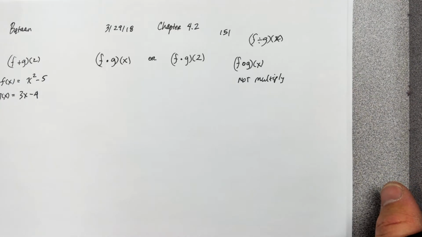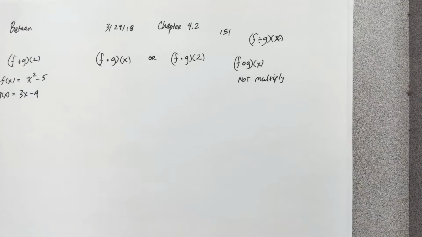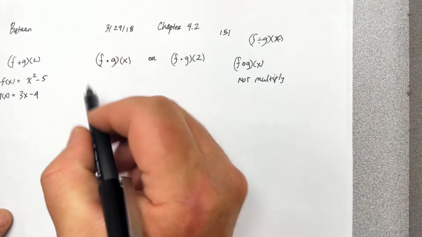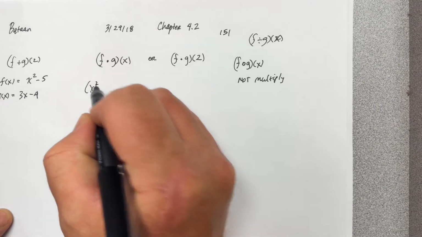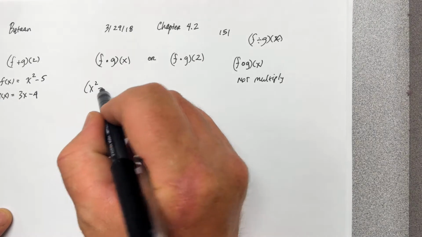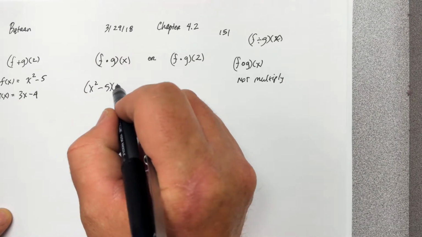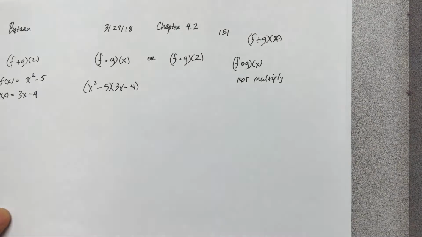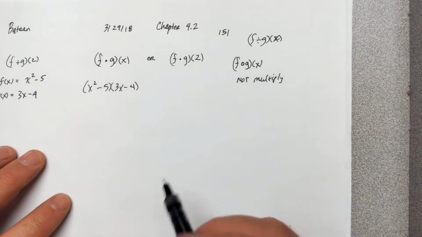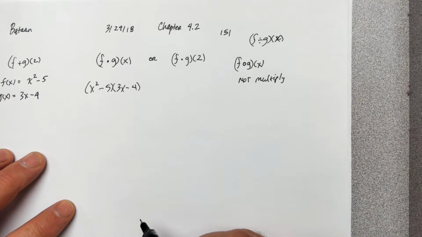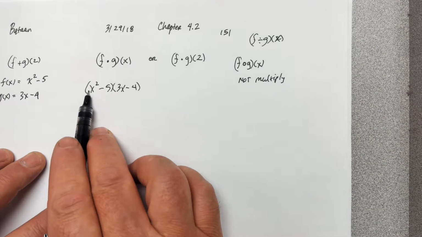All right, let's do this. So, let's do these for this one. Do you guys know how to multiply stuff like that together? You might not. So f of x would be x squared minus 5, right? G of x is 3x minus 4. Do you know how to do that? Well, there's a 1 right there outside the parentheses, so you multiply, right?